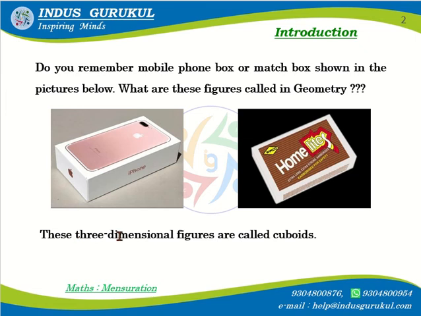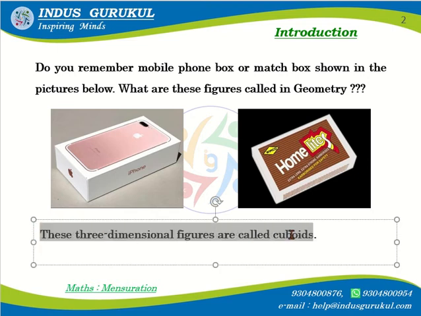These are nothing but a three-dimensional figure. What is a three-dimensional figure? If you write something on a paper, it is two-dimensional, means only x and y, means length and breadth. But if something has a length, breadth and height also, then it is known as a three-dimensional figure. So these are three-dimensional figures. These three-dimensional figures are called cuboids.